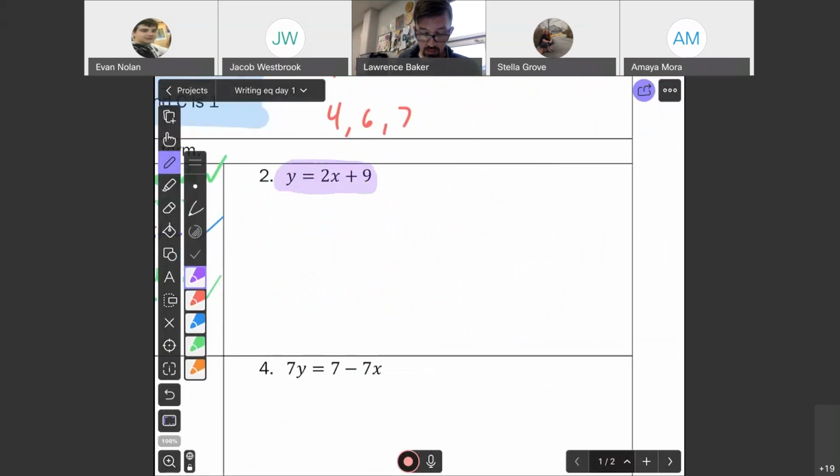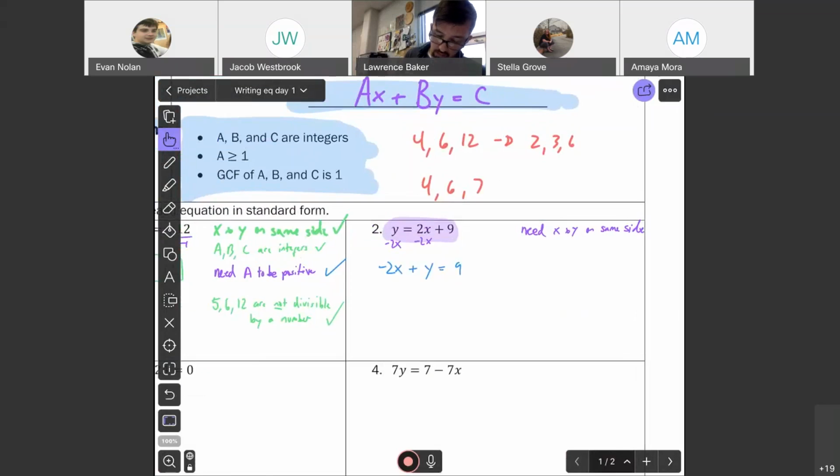So the first thing I noticed about this problem is that x and y are not on the same side. We need x and y on the same side. In order to accomplish that, I'm going to move the 2x over. So I'm going to have -2x. And again, I'm going to put the x in front of the y. So that's what our form looks like.